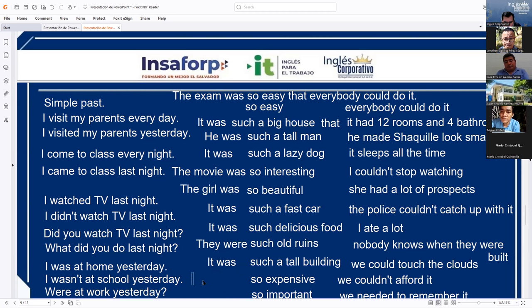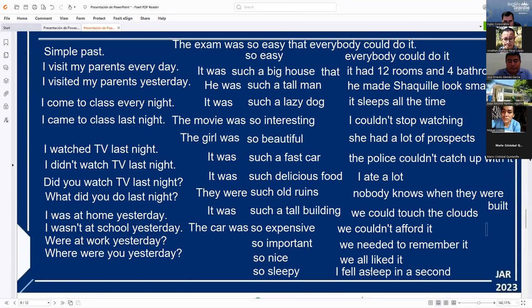The car was so expensive that we couldn't afford it. The date was so important that we needed to remember it. The house was, no, the park was, or the trip was. The trip was so nice that we all liked. I was... So what do we say?